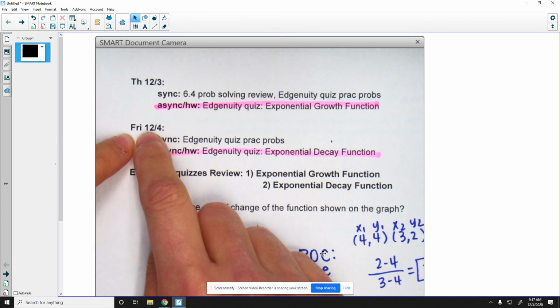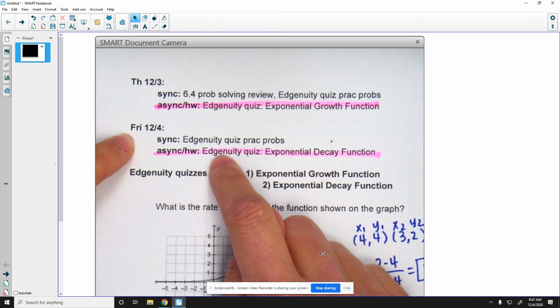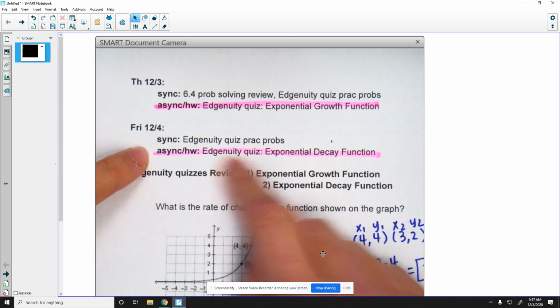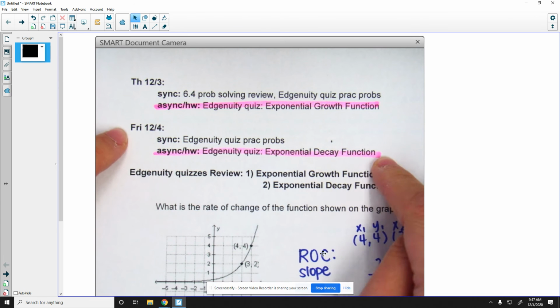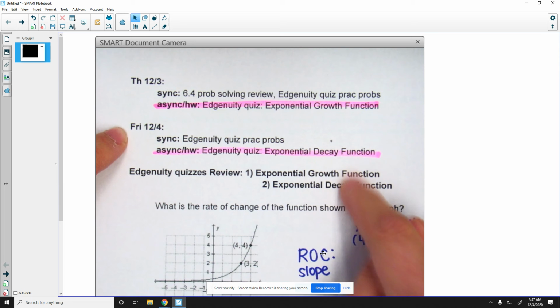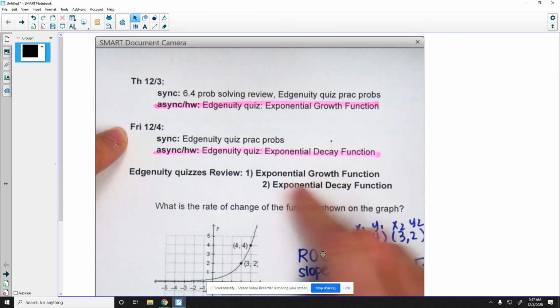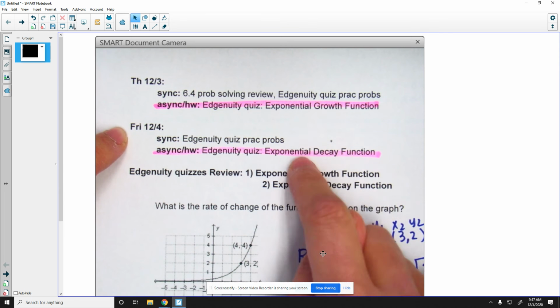Then today, so the 4th, as soon as we go over the practice problems, you're going to do one more quiz and that's done. So you basically have these 2 quizzes to do, which is these 2. I just rewrote them, okay? You have these 2 quizzes to do.